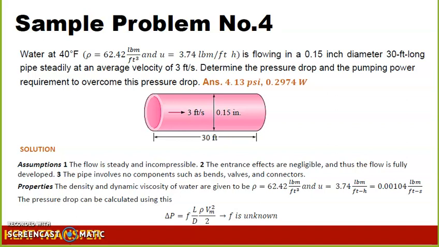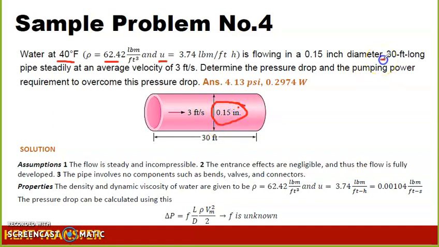Sample problem number 4 of internal force convection. For problem 4, we're given water. This is in English units now, at 40 degrees Celsius. The properties of this water at 40 degrees Celsius are given as density in pound mass per cubic feet, and the dynamic viscosity in pound mass per feet per hour. This water is flowing in a pipe with a diameter of 0.15 inch.